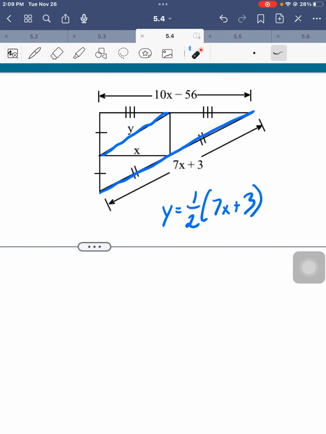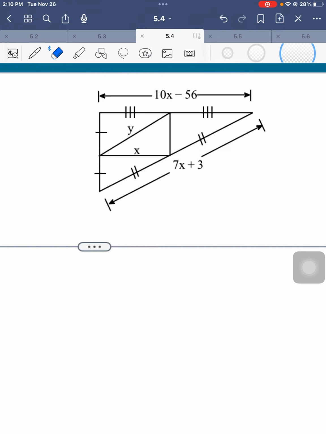Now, why should I not do this? Why would this be a waste of time? Because I'm not going to be able to find x if I have a y. I cannot solve for one variable given two. So this is one gigantic waste of time. Even though this is parallel to this, and this y is half of this value, that's not going to help me solve for x.